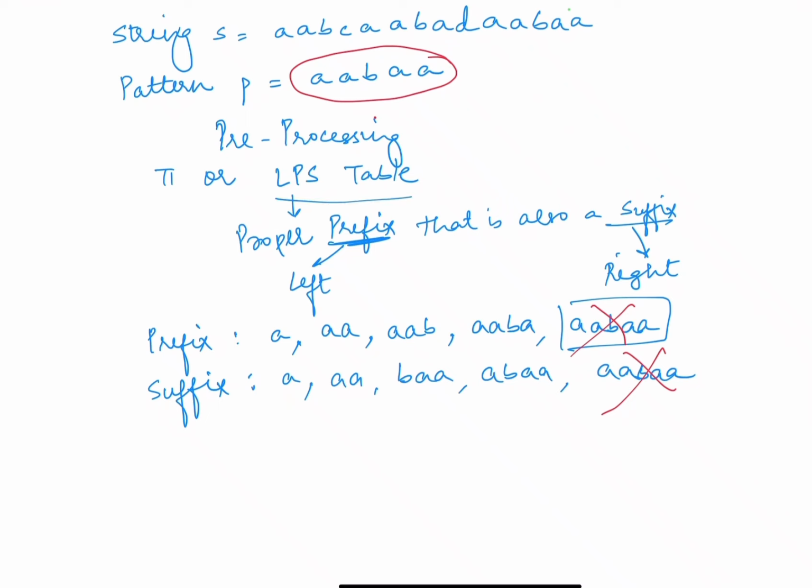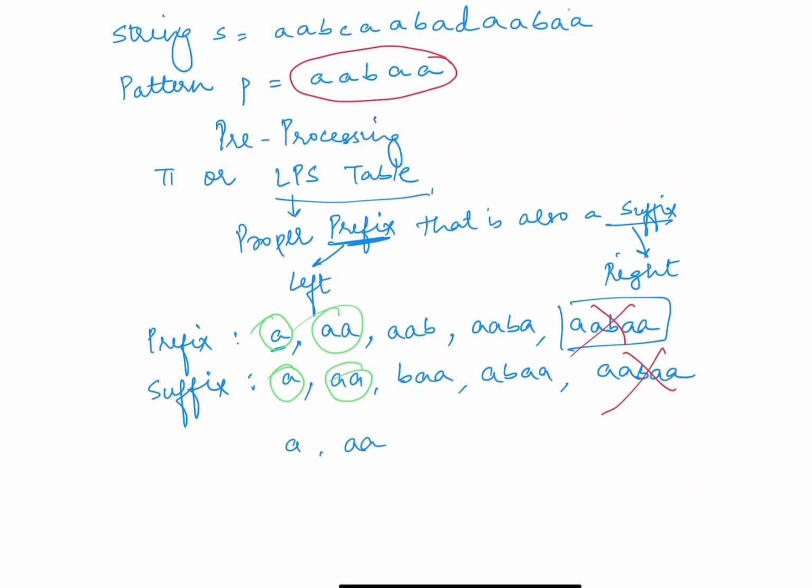Now when we are creating the LPS table, we have to figure out all those proper prefixes that are also a suffix. Is A a prefix as well as a suffix? Yes, it is. So A is 1. Then AA, is it in the suffix? Yes, it is. AAB, no. AABA, no. So there are 2 strings that are suffixes as well as prefixes.